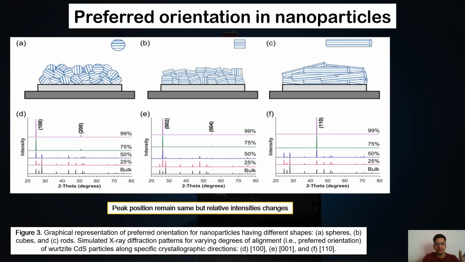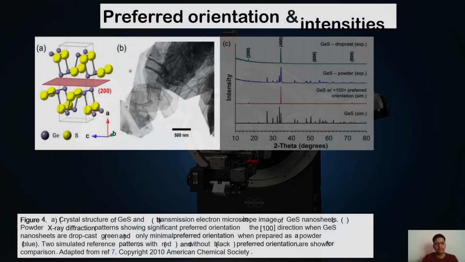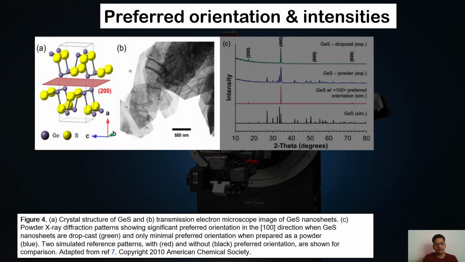Now you can see the peak position remains the same, but the relative intensity changes upon changing the concentration. So from bulk you are getting to like 99% nanoparticles, right? So you will see different orientations. Now we have taken another example, germanium sulfide.